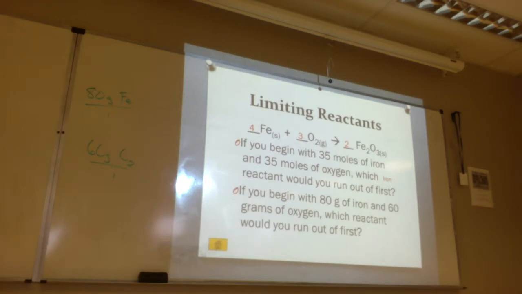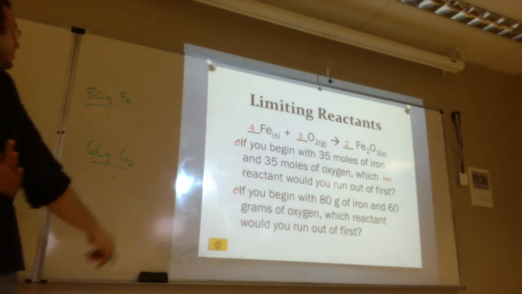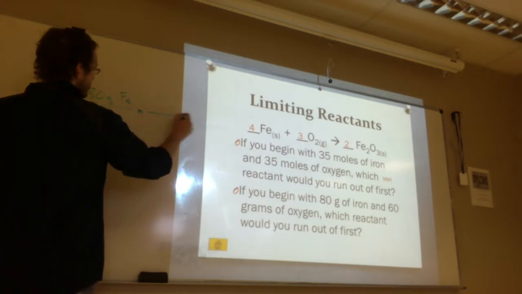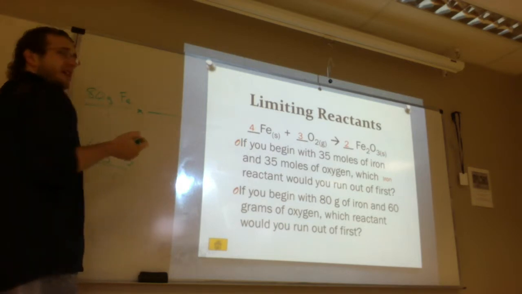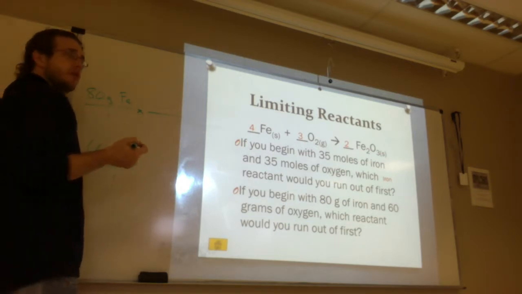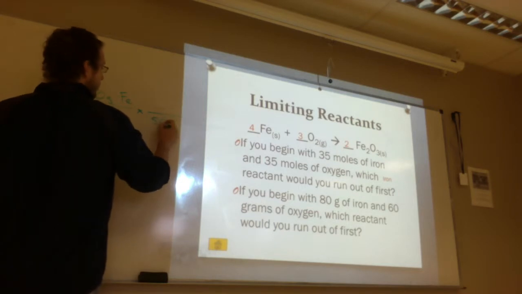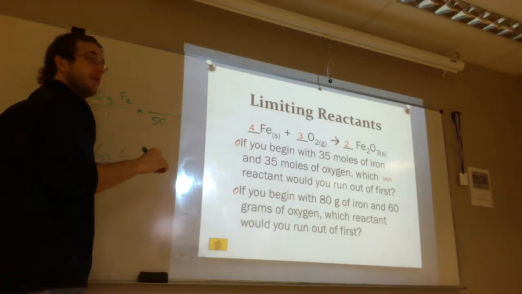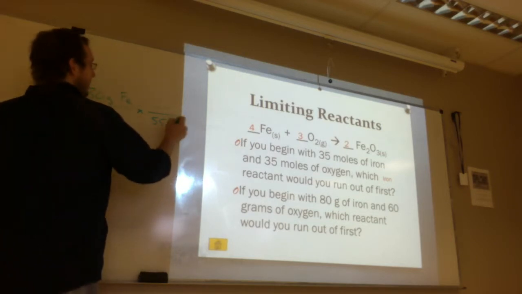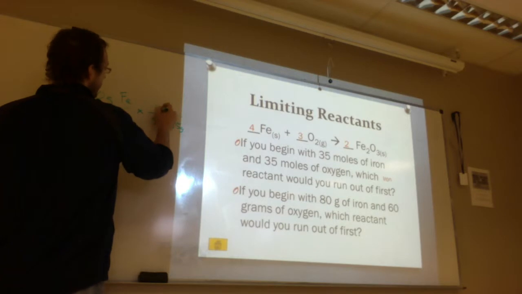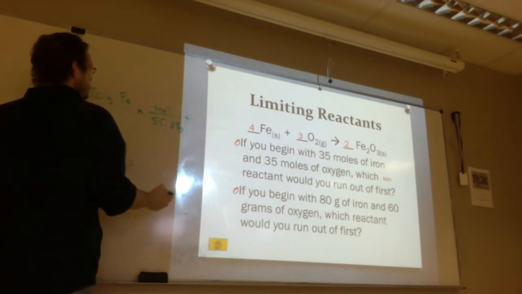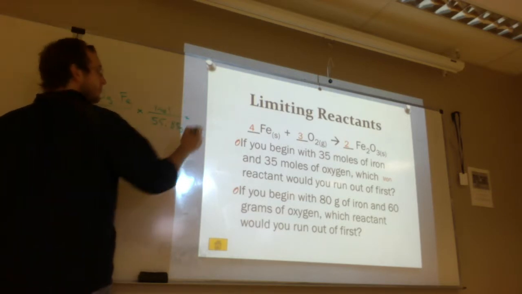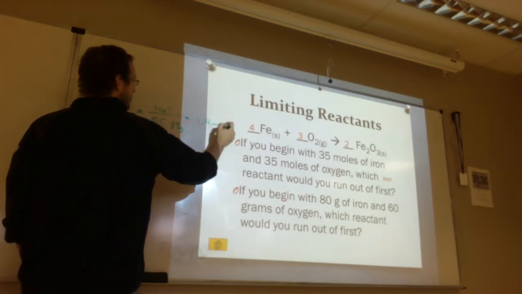Iron may be more massive than oxygen. We can't compare grams to grams. We've got to change them into moles. Molar mass for iron? 55.85 grams for every 1 mole of iron. Give us how many moles? 1.4 moles of iron.